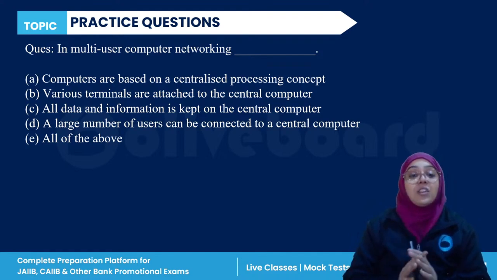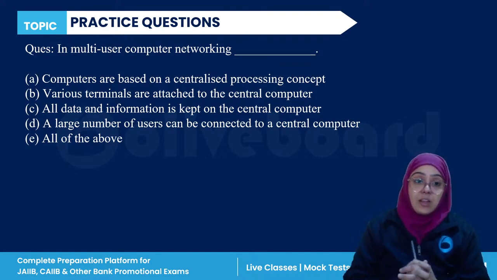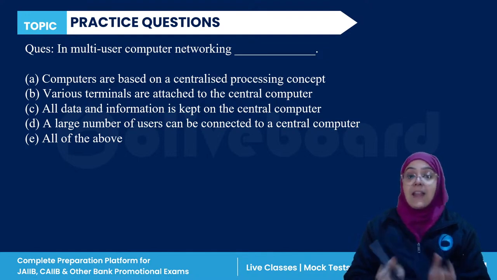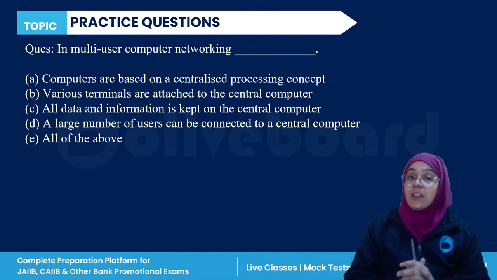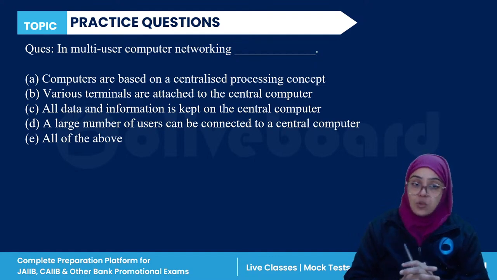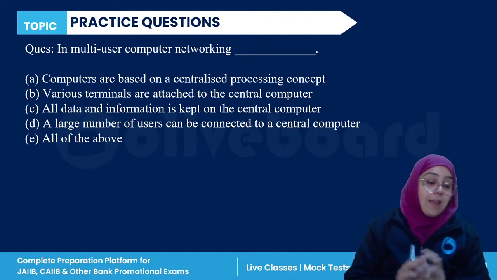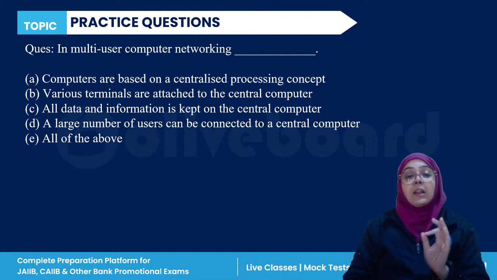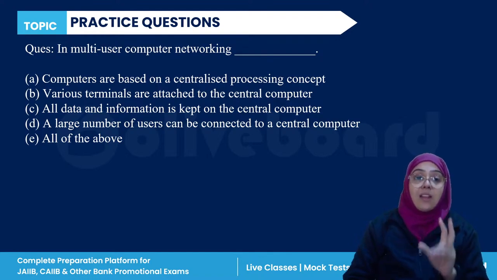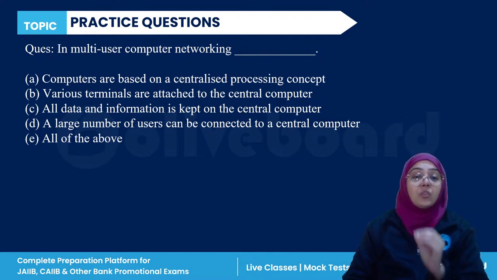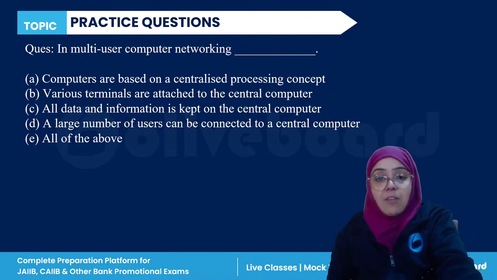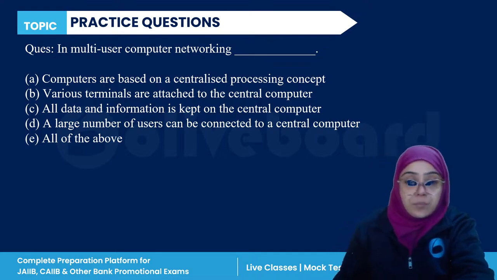Next, in a multi-user computer networking system, computers are based on a centralized processing concept. Various terminals are attached to the central computer. All data and information is kept on the central computer. A large number of users can be connected to a central computer, or all of the above. So what is the characteristic of the multi-user networking system? Everyone, please answer this question.